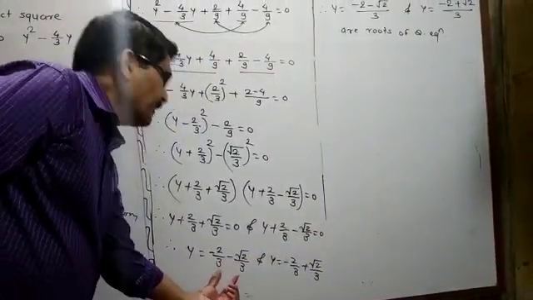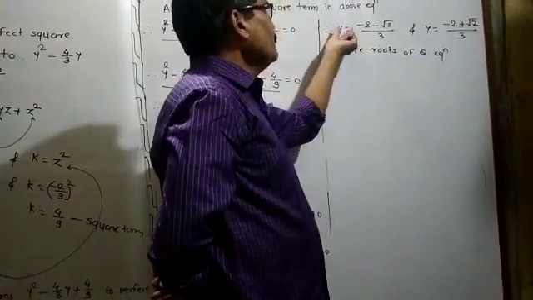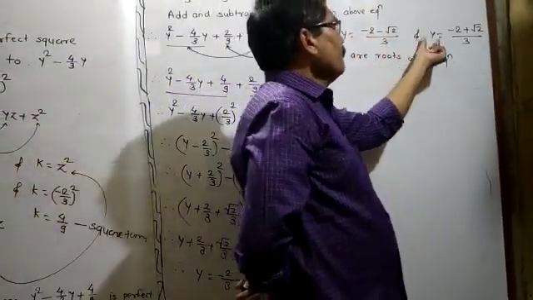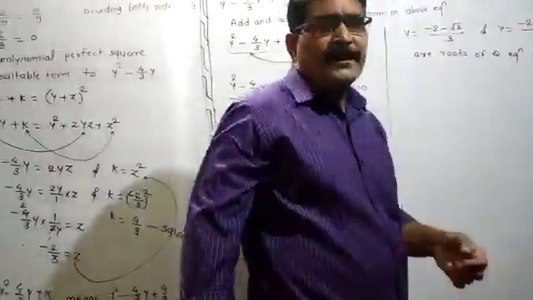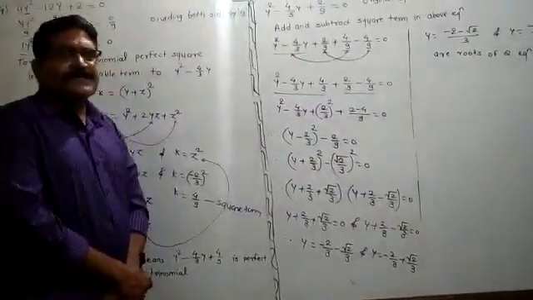Here the denominator is the same, so you write the denominator only once and we will get the two solutions: y is equal to minus 2 minus square root of 2 upon 3, and y is equal to minus 2 plus square root of 2 upon 3. In this way you have to solve the example. Write this example properly.